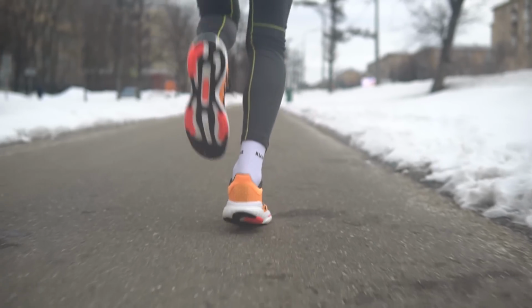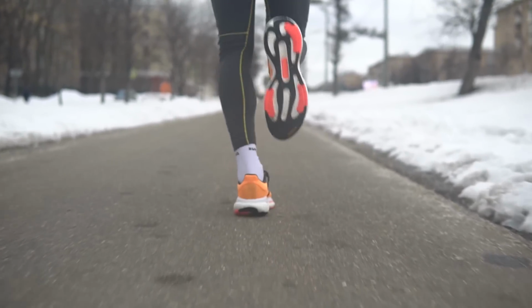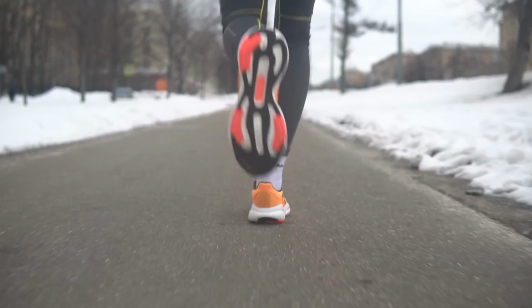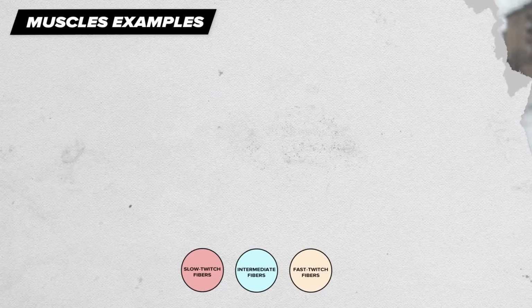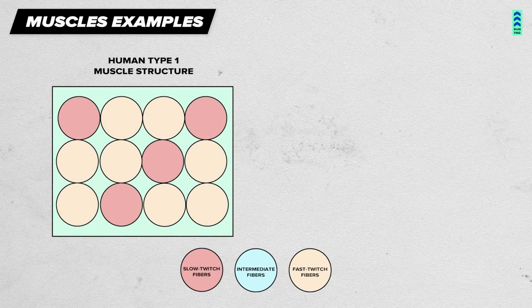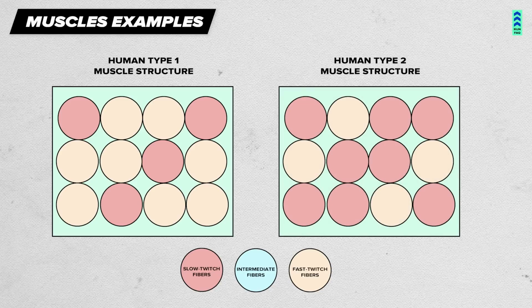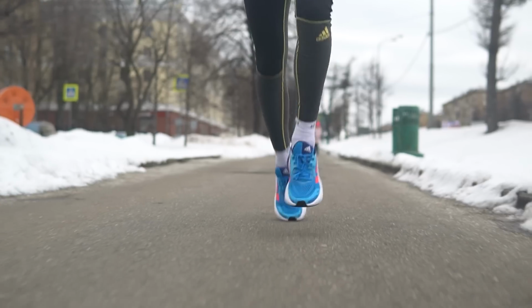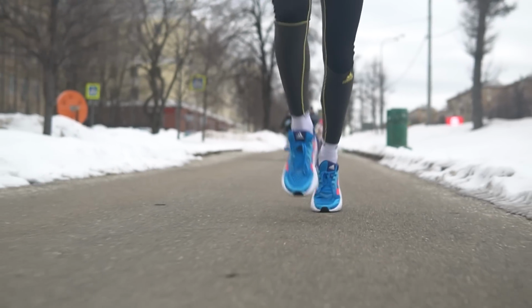Next thing you need to learn is that you are born with a unique combination of slow, fast, and intermediate muscle fibers. Some people naturally have more fast twitch fibers and tend to excel in sprinting, while others have more slow twitch fibers and perform well in endurance events. Can you, with your combination of muscle fibers, change something?